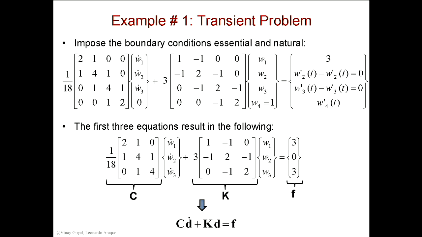Let me call this matrix bold C, and I'll call this one bold K. Now what I really have is a system of equations, and that's what it looks like. I have C, which I know is not a function of time. Do you agree? C is not a function of time. I know those values; it's a 3 by 3. Do you agree that K is not a function of time?